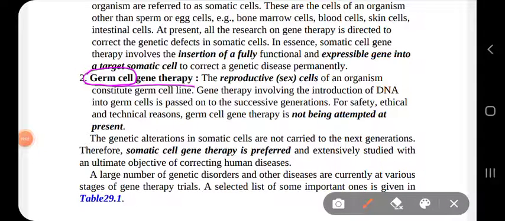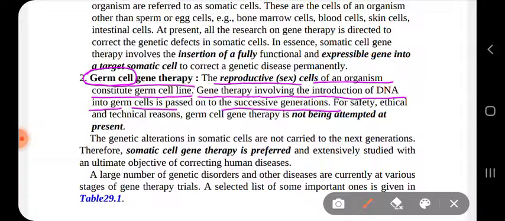You all know, the sex cells can be used to deliver our gene of interest into that type of cells. So the reproductive or sex cells of an organism constitute the germ cell line. Gene therapy involves introduction of DNA into the germ cell, and after introduction of the gene into the germ cell, that gene will be expressed in successive generations as well, because the sex cells will be passed on to the next generations, the next progeny.